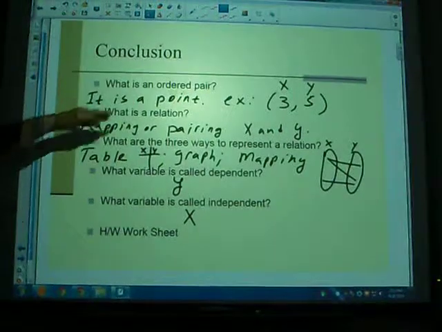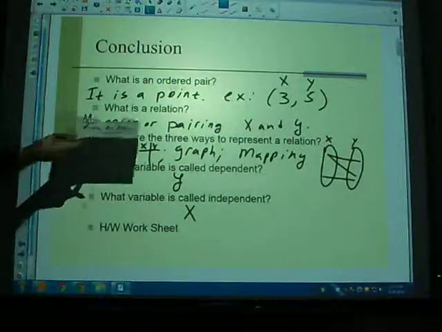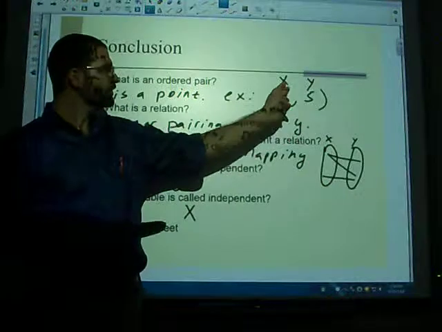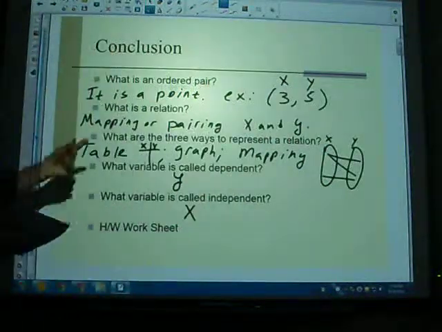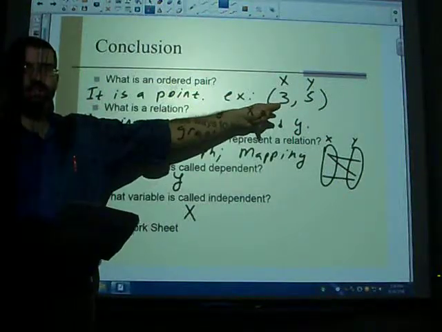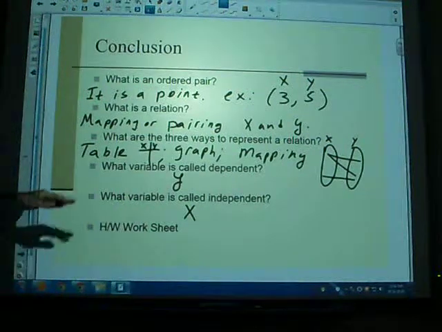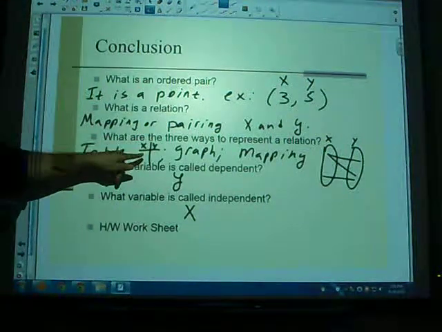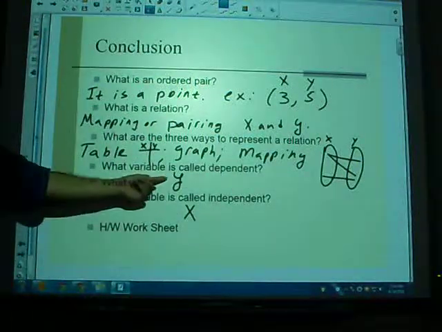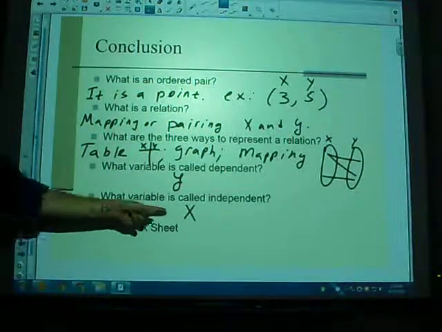So, the conclusion is on the board, please write this out. I'm about to delete those notes. So what is an ordered pair? It is the pair of points, such as 3, 5, where you have x and y. What is a relation? It's the mapping or pairing of x and y. So basically, this is an example of a relation. What are the three ways to represent a relation? There's a table or an x and y chart, graph, and mapping. And we have a dependent variable, which is called y. We have an independent variable, which is called x.